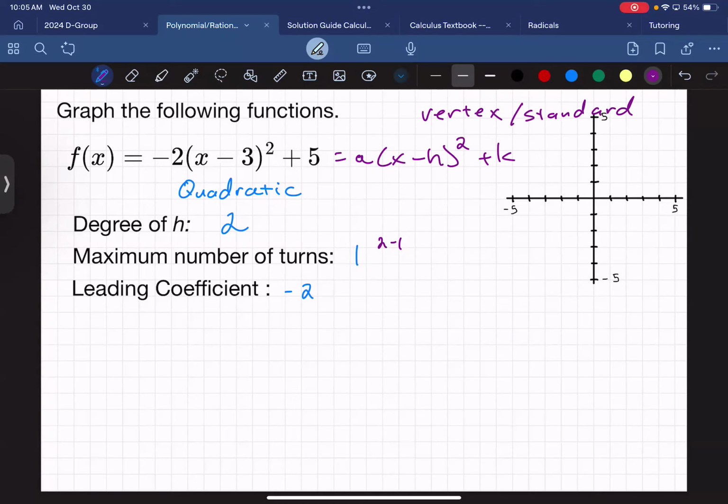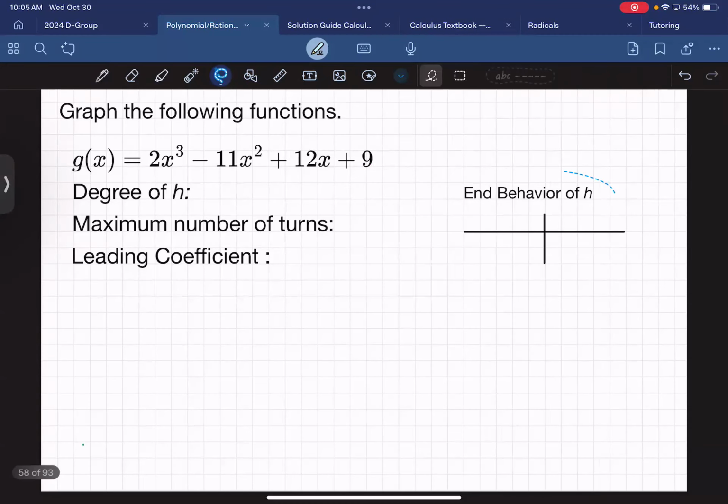Now, with the leading coefficient being negative, what does that mean to me again? There's a reflection, right? You could also talk about the stretch there. There's going to be a stretch of a factor of 2, since 2 is bigger than 1. But one of the main things we want to take from that is the reflection. With that said, you could also then state the end behavior.